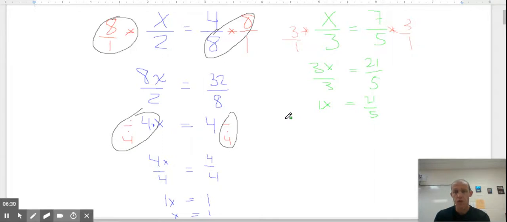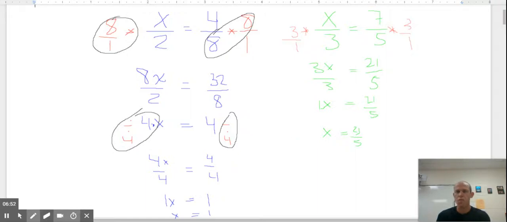Okay. So here I have 1x equals 21 over 5. Well, 1x is really what x is, so that's it. I'm done. 21 over 5 is my answer. Fraction answers are okay as long as they're simplified. Even improper fraction answers are okay. So 21 over 5 is our final answer.